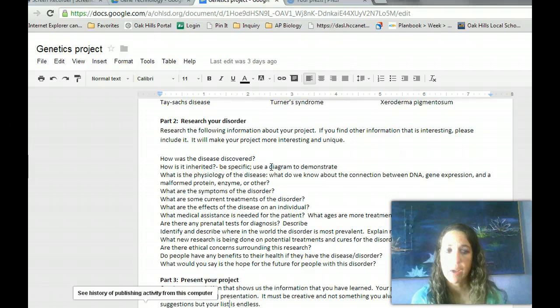Physiology of the disease, so how does it relate to DNA and gene expression? Are the proteins wrong? What's going on with the really small biology? Like once you get down to specific DNA, what is wrong? And then some things that are going to affect the person. What are the symptoms? What are the treatments? What are the effects that it has on the individual? Is there additional medical assistance that you didn't mention before that the patient will need, and does it vary based on the age? Does it get worse as the person gets older, or is it pretty much the same?